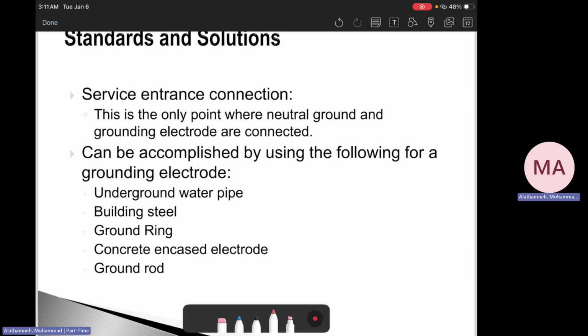So in modern installations, we prefer to combine electrodes into one bonded grounding electrode system. Don't create separate islands of grounds. That's the thing.